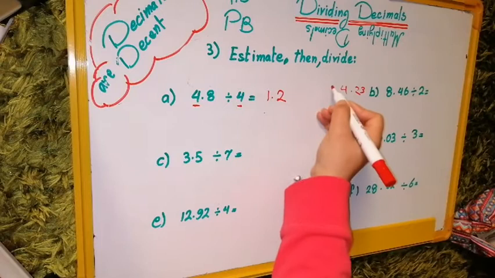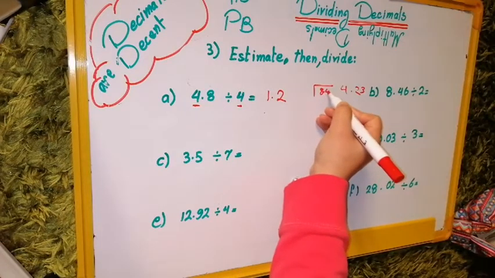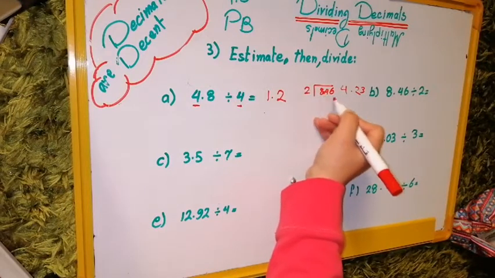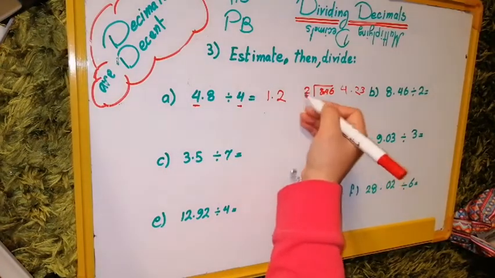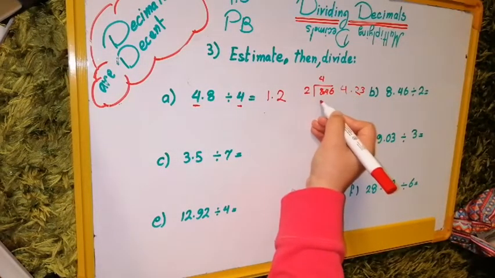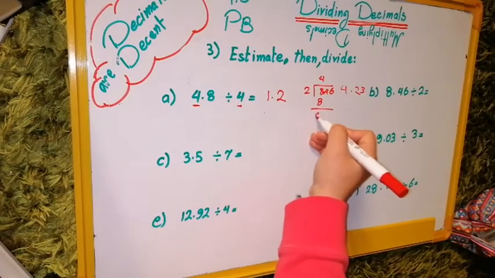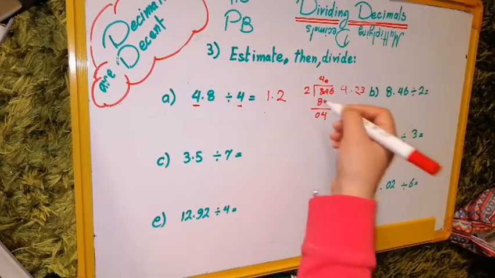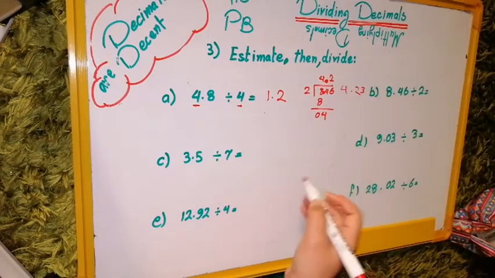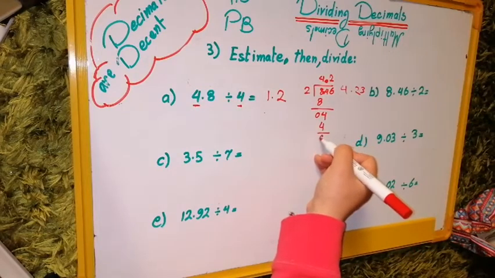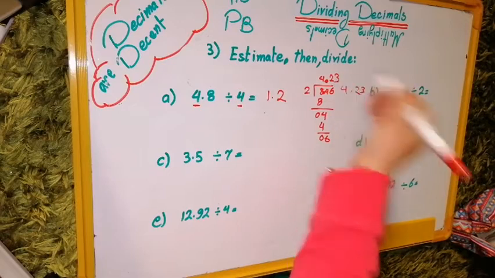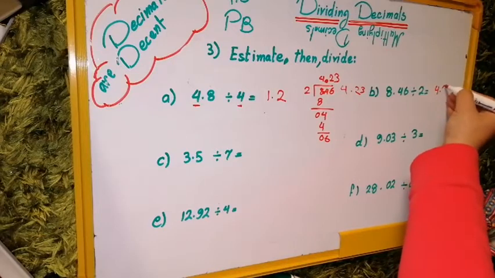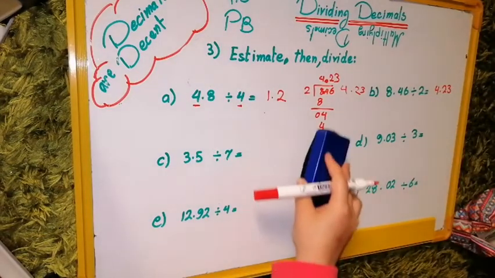Let's see if I try to do this. 8.46 divided by 2. Remember, the bigger number is under the stage. 8 divided by 2, 4. 4 twos are 8. 0. And here I have 4. 4 divided by 2 is 2. And here 4. 6 divided by 2 is 3. So the number is exactly the same as my estimation, because I had the estimation quickly.